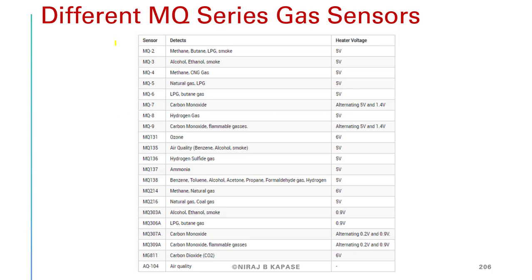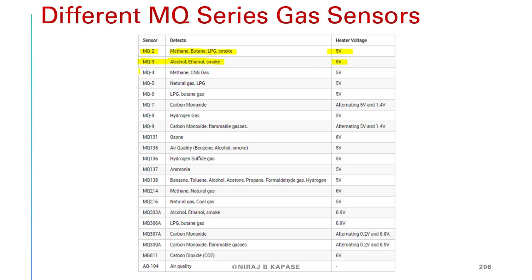So we have the MQ2 series. MQ2 is used for detecting methane, butane, LPG and smoke, and the heater voltage is 5 volt for this particular MQ2 sensor. Then we have MQ3, which is used for detecting alcohol, ethanol and smoke again. The operating heater voltage is again 5 volt.